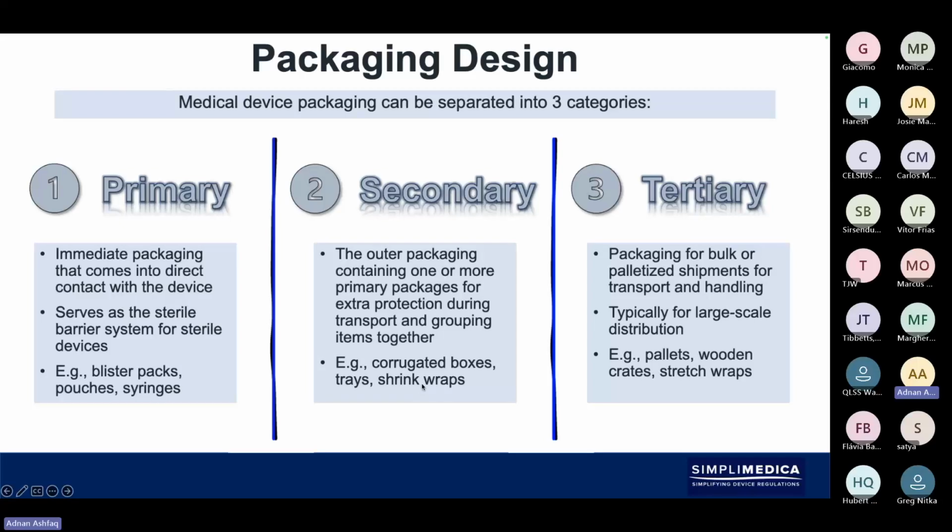But in this case, for this example, if we follow this through, then tertiary would be your packaging for bulk or palletized shipments for transport and handling. So typically large scale distribution. So here we've got things like pallets, wooden crates, stretch wraps, those types of things.